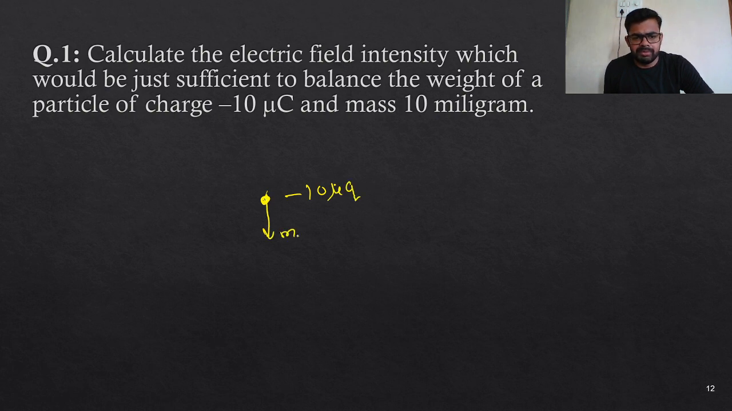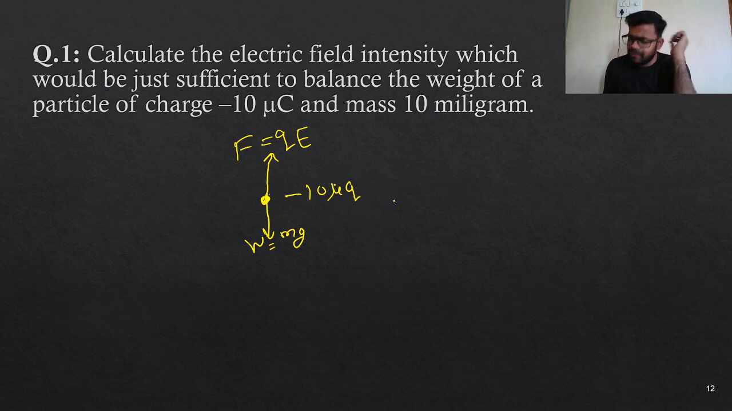Its mg will be downward, meaning its weight will be downward. W is equal to mg downward. After that, in the upward direction, it should face an electrostatic force, meaning QE should be in the upward direction. Simply speaking, if this is a negative charge and I want the force in the upward direction, a repulsion force, then I need to give the electric field in which direction? You know, in the downward direction.